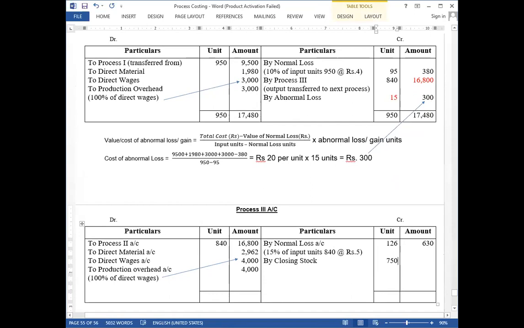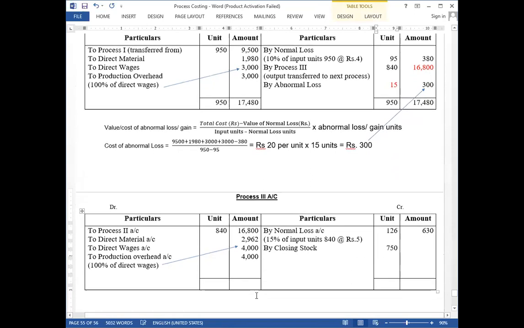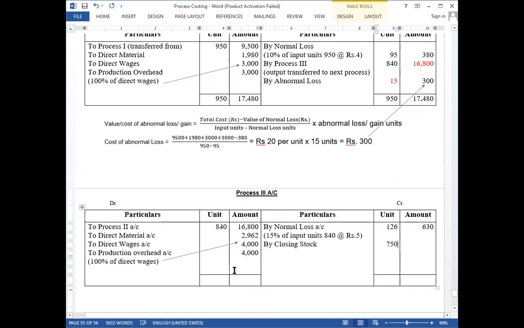Now step number 4: only balance the unit column. So you have to balance only the unit column. Check which side you are having more total. This side it is 840, and this side, I think, is more than 840. So the credit side total is more, 876 units, and this side it is only 840. So write the same total on the debit side also, 876 units, and write the balancing figure as abnormal gain account. So here the balancing figure is 36 units.